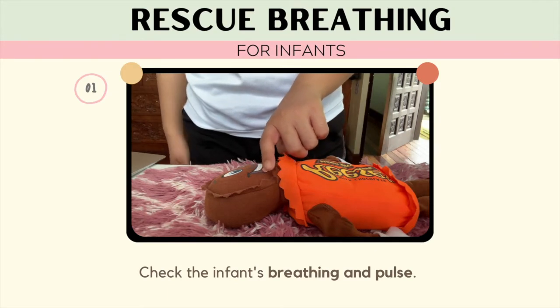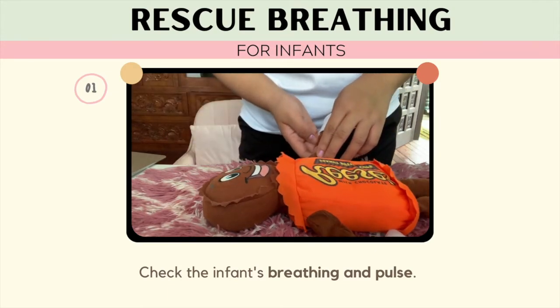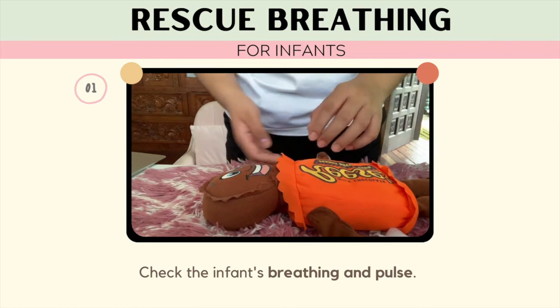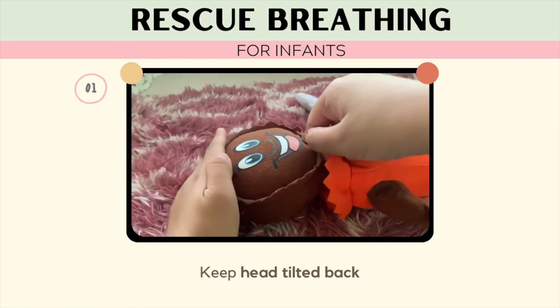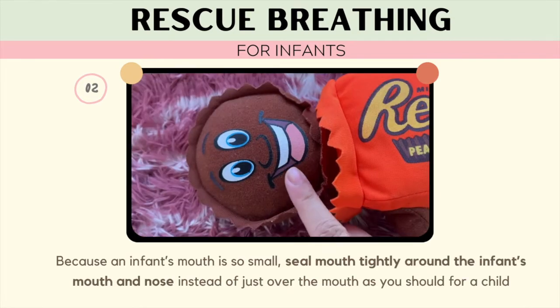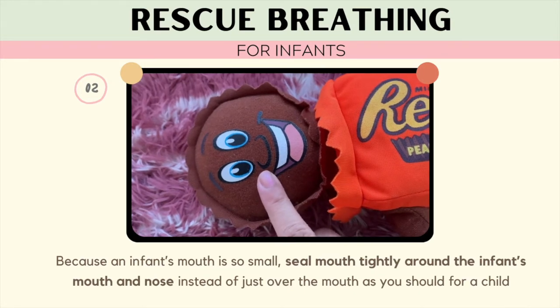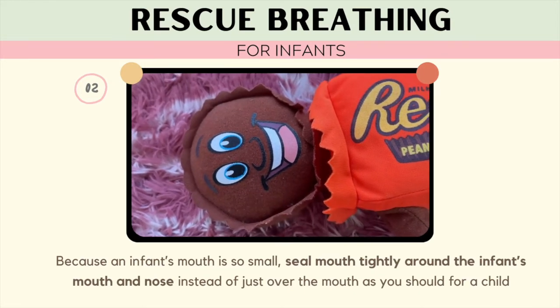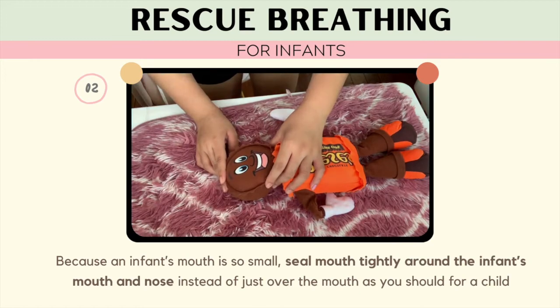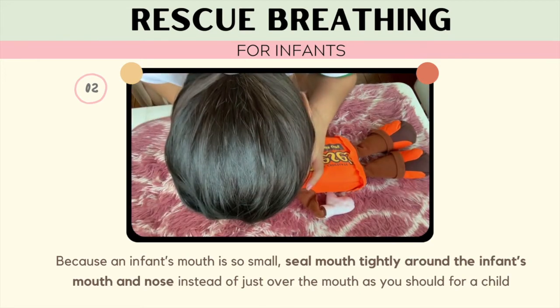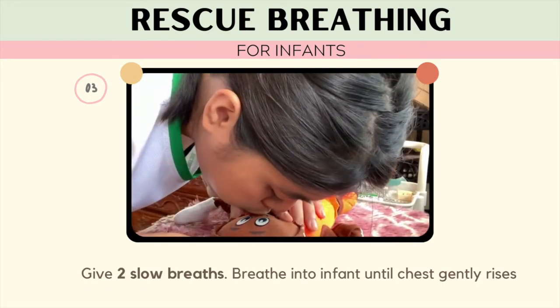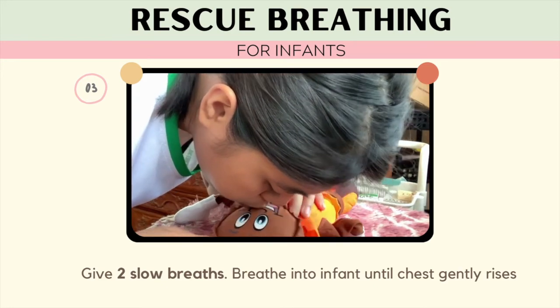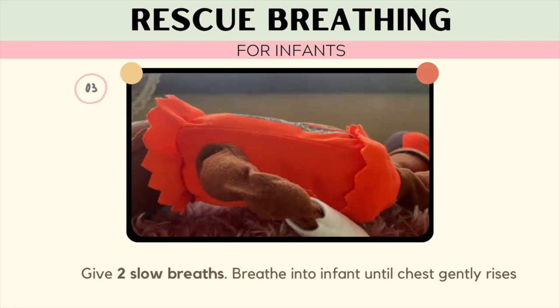You discover whether you need to give rescue breathing when you check the infant's breathing and pulse. Keep head tilted back. Because an infant's mouth is so small, you should seal your mouth tightly around the infant's mouth and nose instead of just over the mouth as you should for a child. Give 2 slow breaths and breathe into the infant until the chest gently rises.